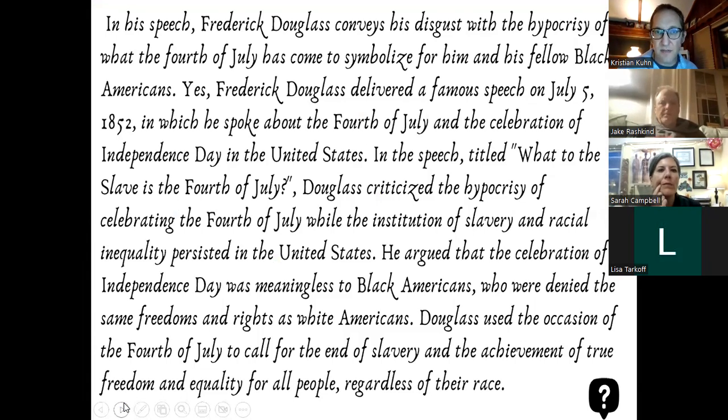In his speech, Frederick Douglass conveys his disgust with the hypocrisy of what the 4th of July has come to symbolize for him and his fellow Black Americans. Yes, Frederick Douglass delivered a famous speech on July 4th, 1852, in which he spoke about the 4th of July and the celebration of Independence Day in the United States. In the speech titled, What to the Slave Is the 4th of July, Douglass criticized the hypocrisy of celebrating the 4th of July while the institution of slavery and racial inequality persisted in the United States. He argued that the celebration of Independence Day was meaningless to Black Americans who were denied the same freedoms and rights as white Americans. Douglass used the occasion of the 4th of July to call for the end of slavery and the achievement of true freedom and equality for all people, regardless of their race.